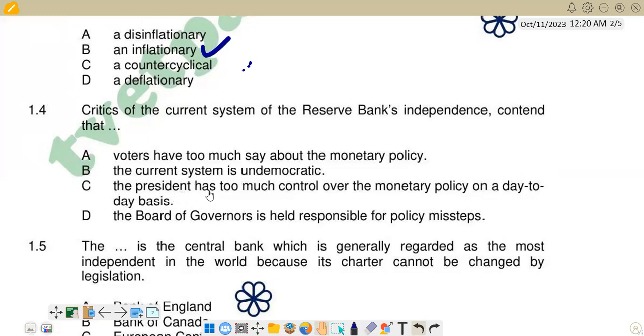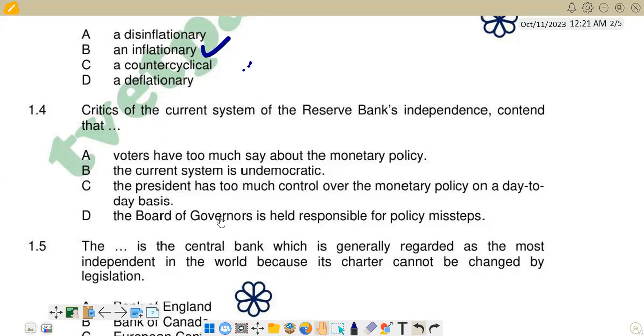Then C, the president has too much control over the monetary policy on a day-to-day basis, which is not a practical response. We cannot take it as a critique because the president cannot have control over the monetary policy. The president is part of the government and they do not control the monetary policy, but the government controls the fiscal policy. So this one is not applicable in terms of this question.